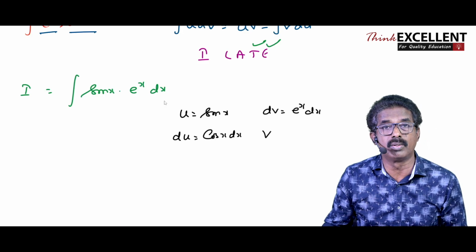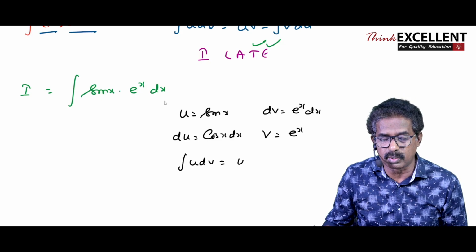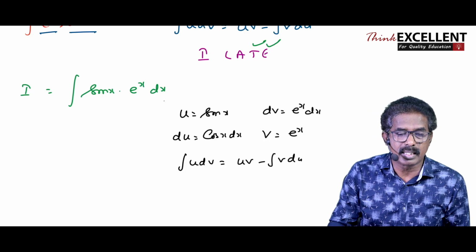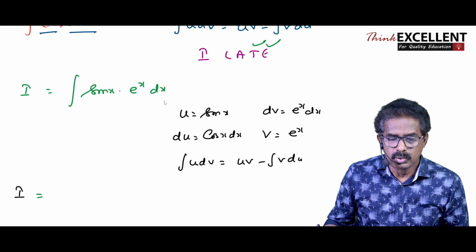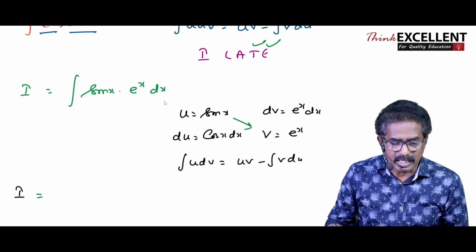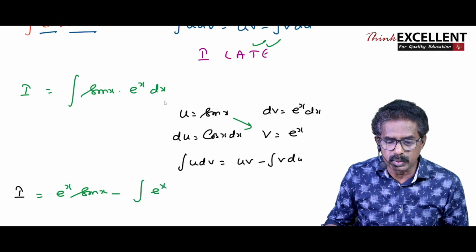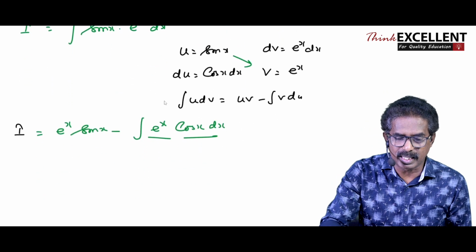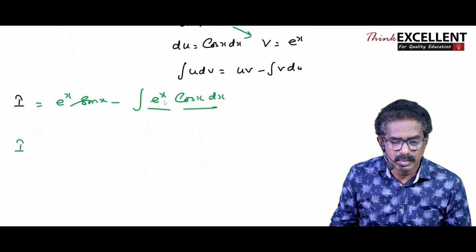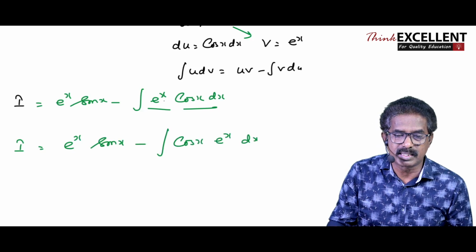Integrate it, v equal to e raised to x, integration is what? E raised to x. The formula integral u dv is equal to uv minus integral of v du. Substitute all these here: I equal to uv, u into v, multiply these two, e raised to x sin x, minus integral of v du, the value cos x dx. See, once again product rule you have to apply, right? So again write in the correct order. So I equal to e raised to x sin x minus integral of first trigonometric function cos x into e raised to x dx. First term remains the same.